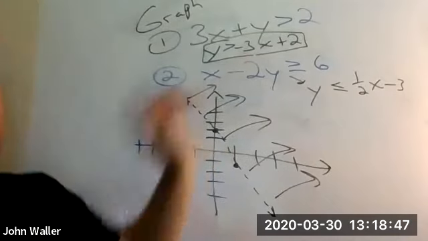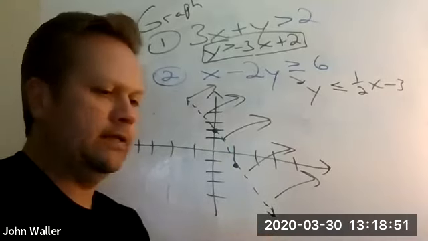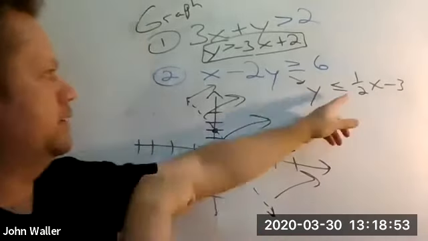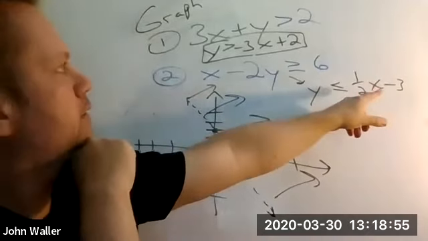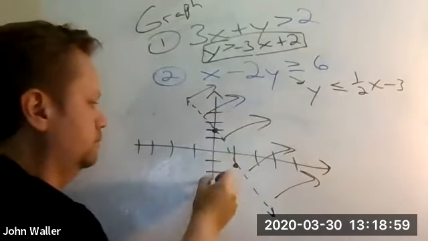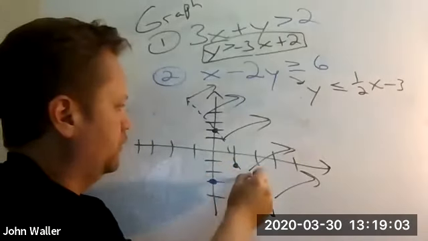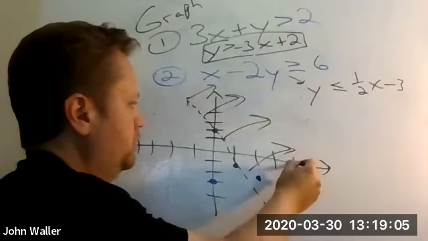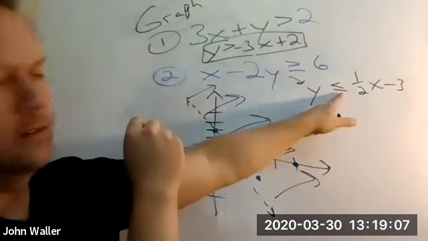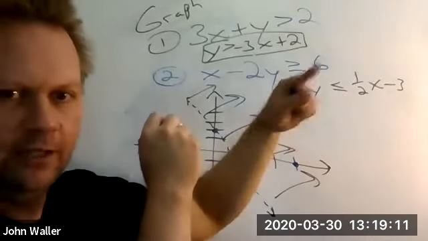Is everybody cool with that first one? Is that all right? Okay. And then the second one, what do we know about the second one? The y-intercept is 0, -3. And then the slope is up 1 over 2, up 1 over 2. And I'm going to make it solid because it's allowed to equal it. It's like filling in the circle.